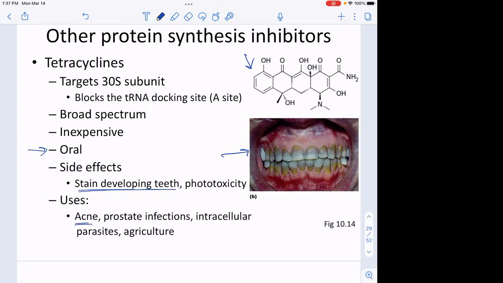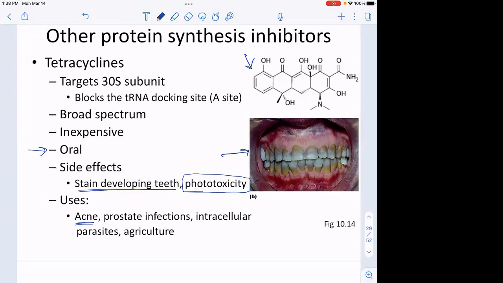Also, a big use in acne medication. So you may be on an acne medication, and your doctor may have said, make sure when you go outside to use sunscreen. Tetracyclines are known to have a little higher phototoxicity. That just means you're more likely to get sunburned, especially if you've got a topical cream on, or even if you're taking it by pill.